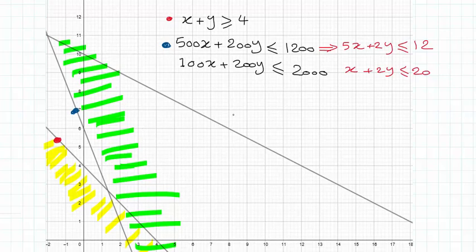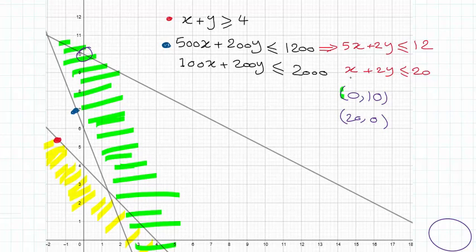And for the other line, x plus 2y is equal to 20. So put 0 in place of x. You see 2y is equal to 20. Y will be 10. 0, 10 is one of the points. As you see, 0, 10 is here. And another point, put 0 in place of y. You see x will be equal to 20. And 20, 0 is around here.